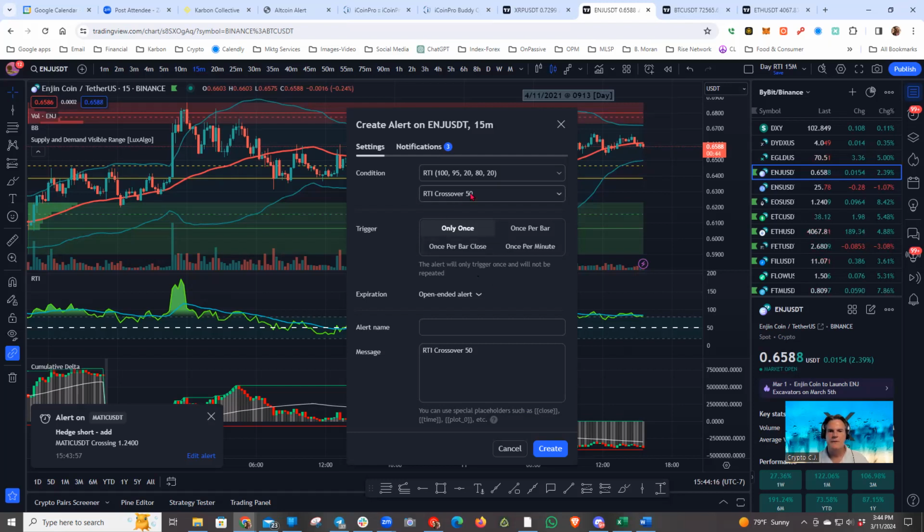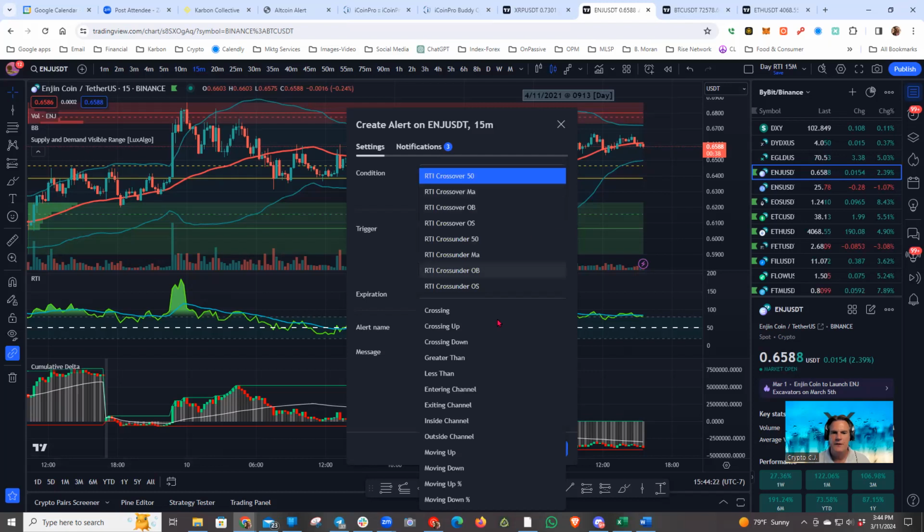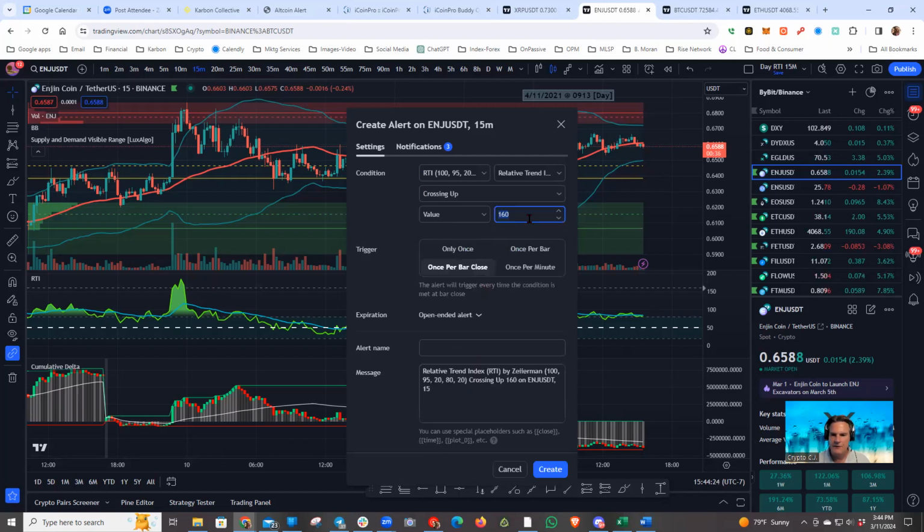So, crossover on the 50. You can put that on once per bar close, so it'll stay on until you turn it off. You could also do crossing up on the 20, or do a separate alert, crossing up on the 80. Or just do the 20 and ride it. All those are valid approaches.